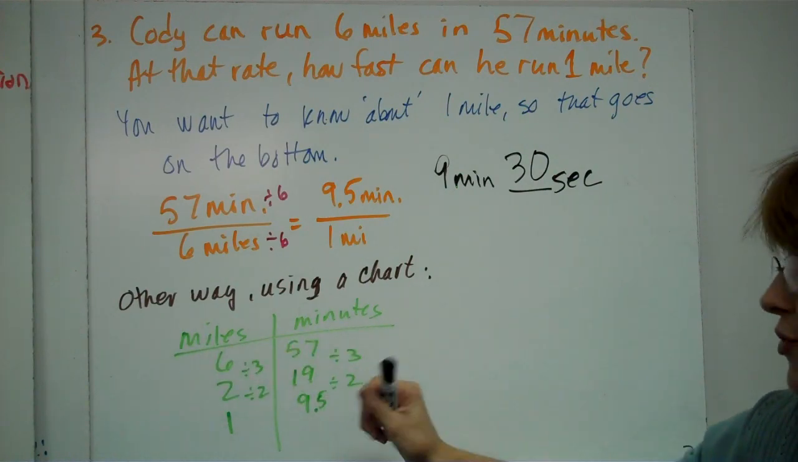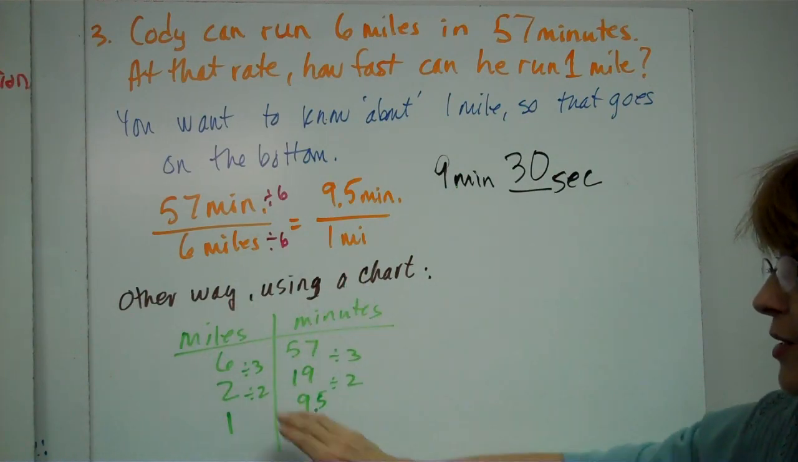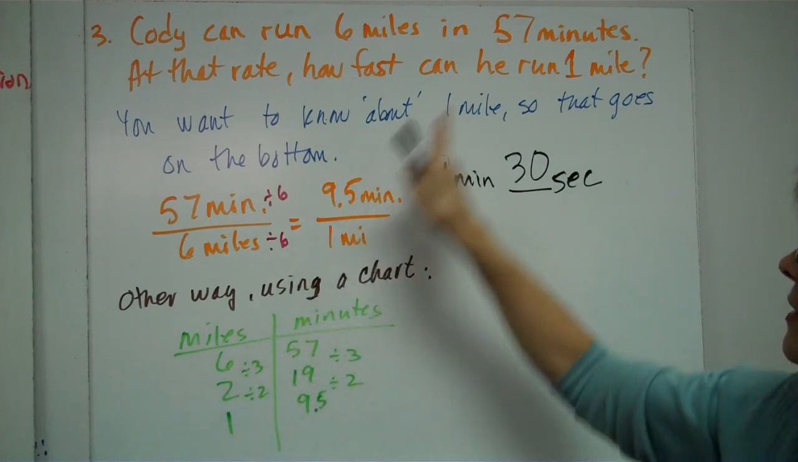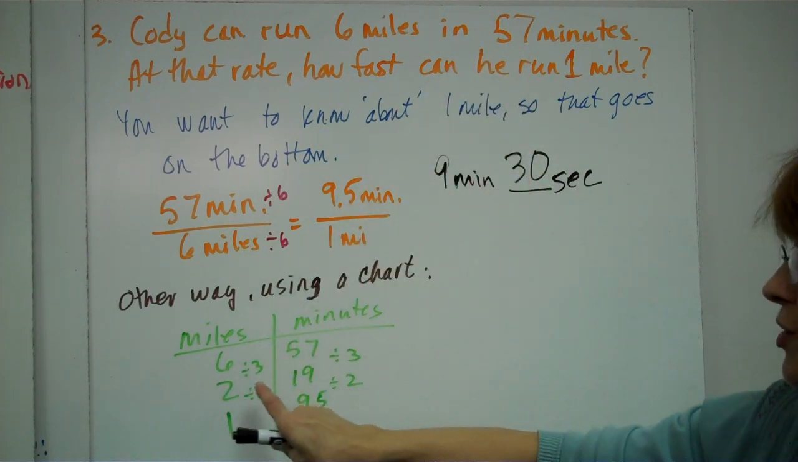Okay, another way we could do is using a chart. You put your miles and you put your minutes. You set up your 6 miles. He does 6 miles in 57 minutes. So let's go ahead and divide.